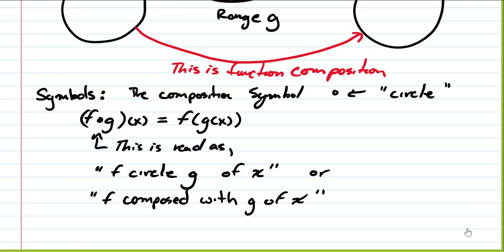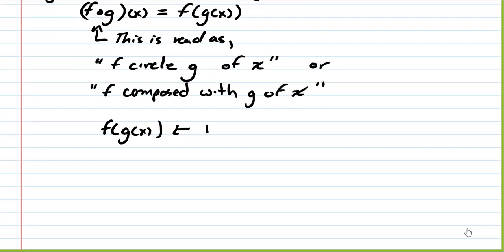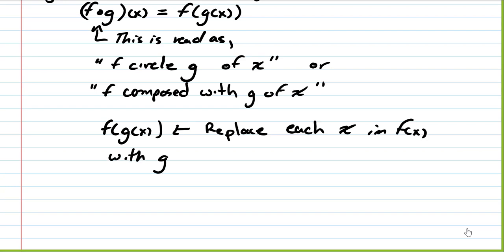When we have f circle g of x, it means we are going to input the function g into f. This symbol means, just like what we were doing earlier when we found f of 2, we're going to replace each x in f with g of x. So we are going to input a function into another function.